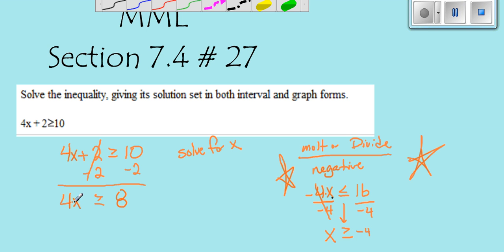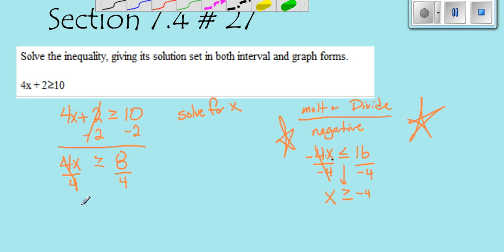Inverse operation of multiplying by 4 is to divide by 4. If I do that to one side, I must do exactly the same thing to the other side. At this point, my 4's cancel. I'm left with x is greater than or equal to 2.